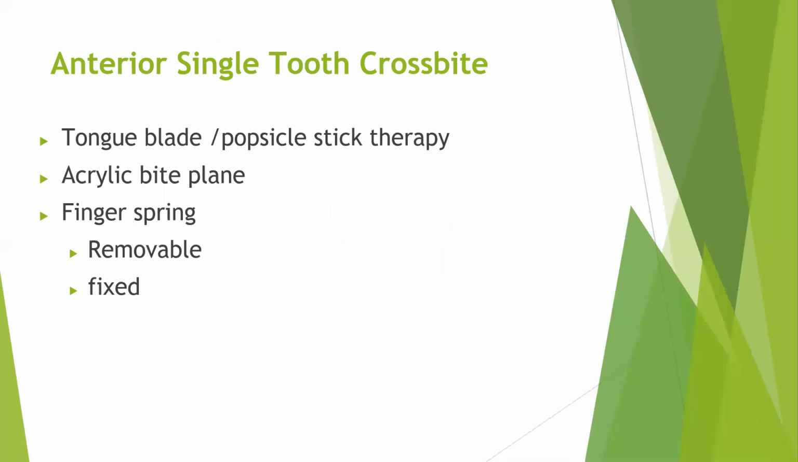For anterior single tooth crossbites, a tongue blade or popsicle stick therapy can be used, although the success of this type of treatment is dependent solely on the parent and the patient using this bite, the parents getting after the child for using it or insisting that they use the popsicle stick therapy. Acrylic bite planes can be used as well as something fabricated by the dentist, and a finger spring retainer that's removable or fixed.